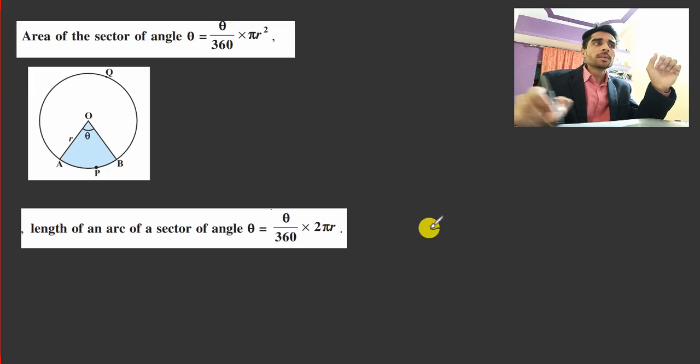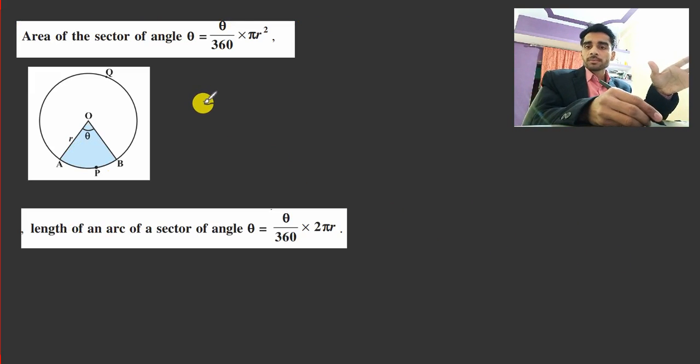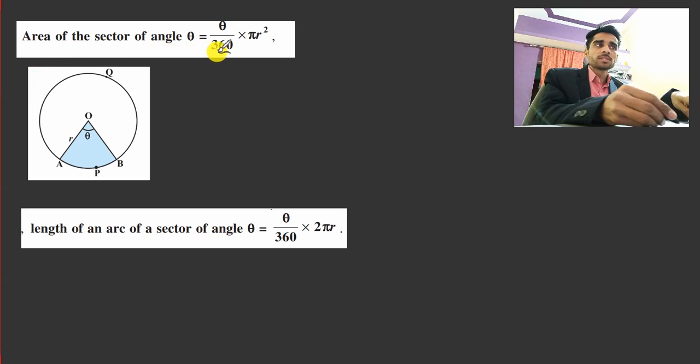Next, we should know the formulas used in calculations for finding areas related to circle. The very first formula we should know is: area of the sector of angle theta is equal to theta by 360 into pi r square. And for the length of an arc of a sector of angle theta, for example this blue shaded portion is the sector, if we have to find this arc length APB, we can find it with the help of this formula.